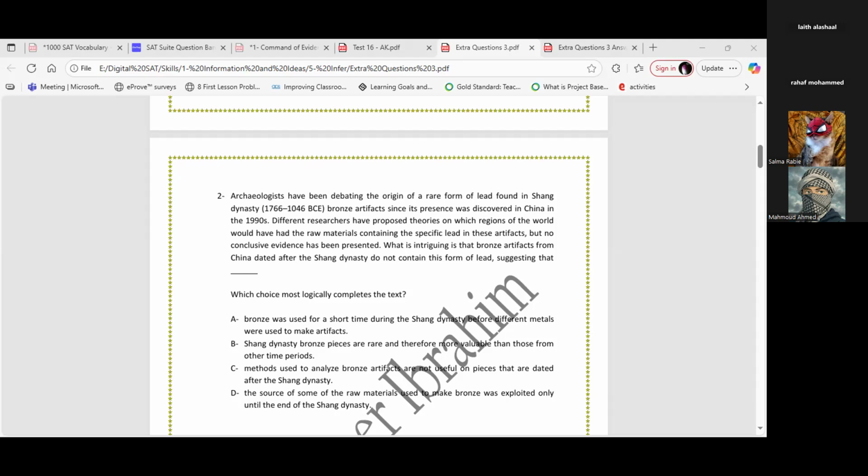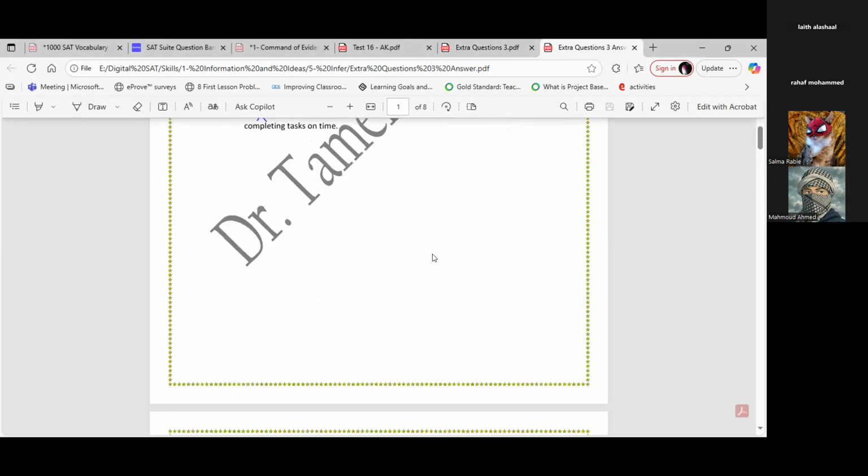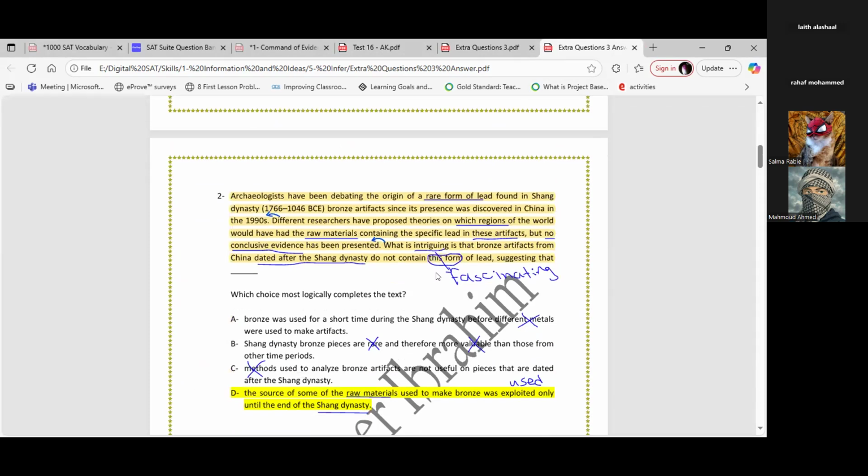Okay. Unfortunately, we also have other people who got it wrong. Let's find it together. Here, I'm going to read the last sentence. As you can find here, he said, what is intriguing is that bronze artifacts from China dated after the Shang dynasty don't contain this form of lead. Suggesting that... I don't know what kind of lead he's talking about. So because of that, I'm going to go back before it. As you can find, I arrive here.